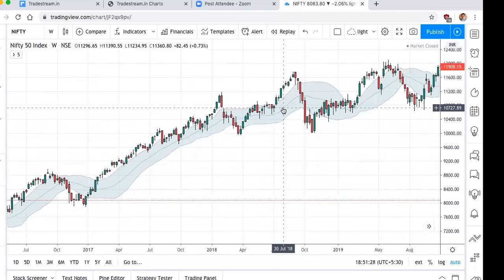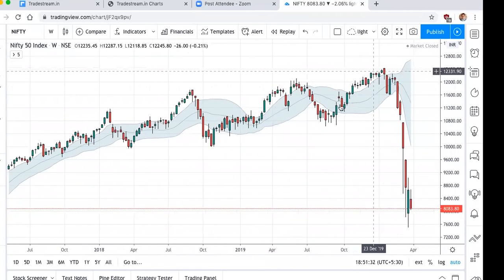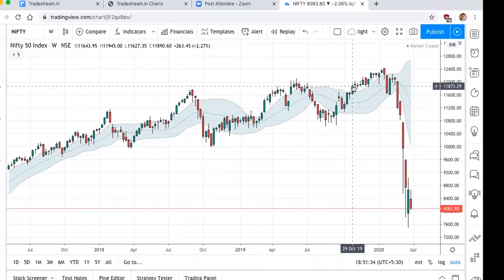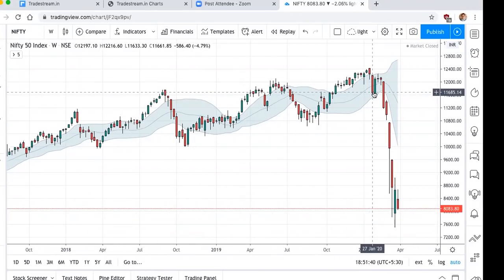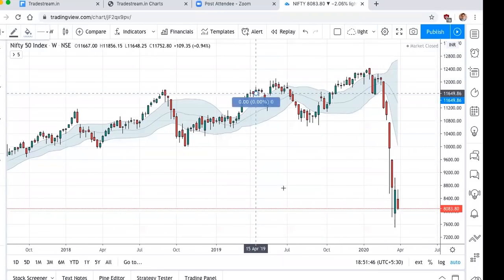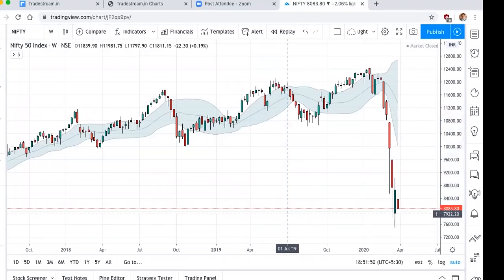Finally, we come to the present day, and following our same rule, we would enter here or somewhere in this range, and we would exit here. That's it. After this, we do not take any long trades. This was 27 Jan, and from here the Nifty has dropped somewhere around almost 30%. So this is for the index note.